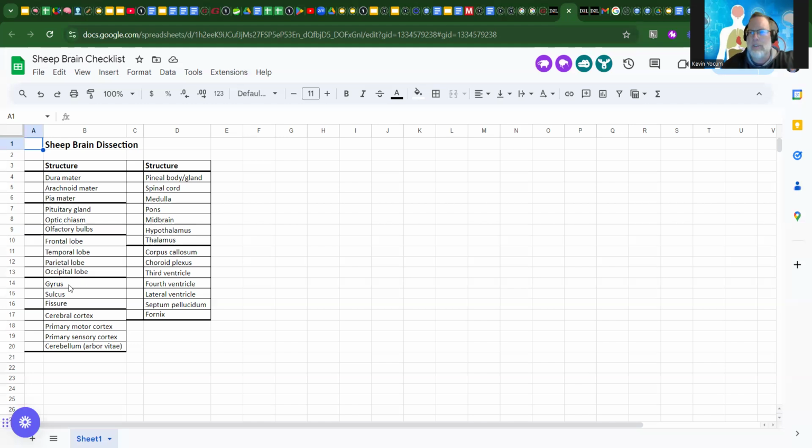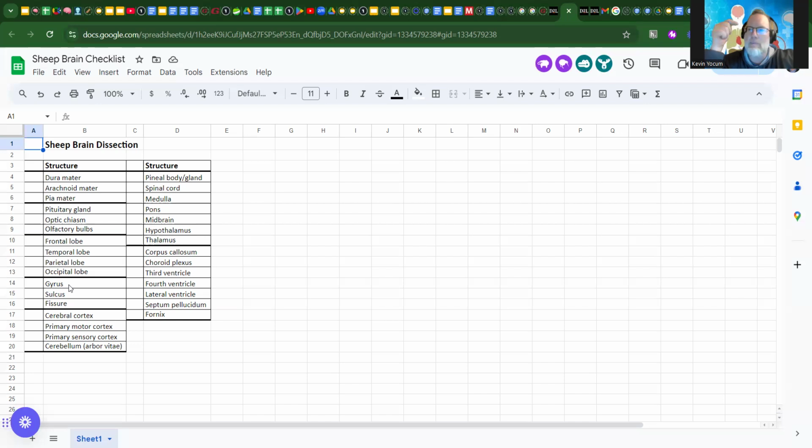A gyrus is actually, you've probably all seen the brain, especially since it's Halloween time. You are definitely seeing illustrations of brains or maybe models of brains. Maybe you have some at your house, or you certainly see them at the store. They have little gummy brains. Maybe you're going to hand some of those out.